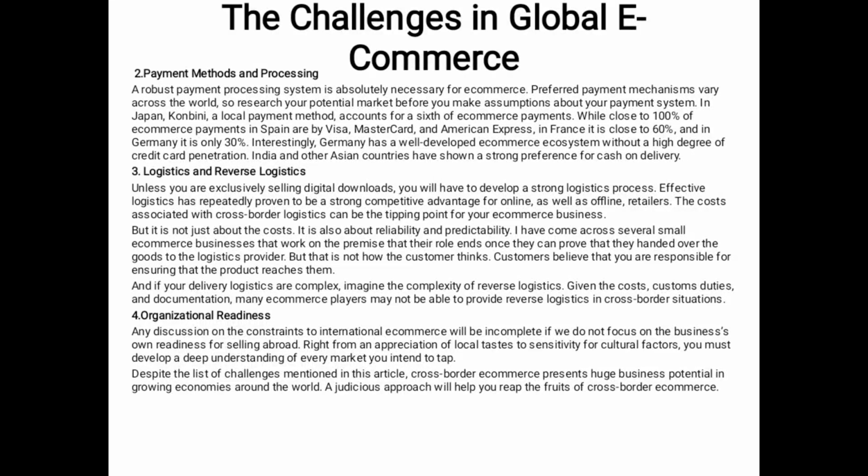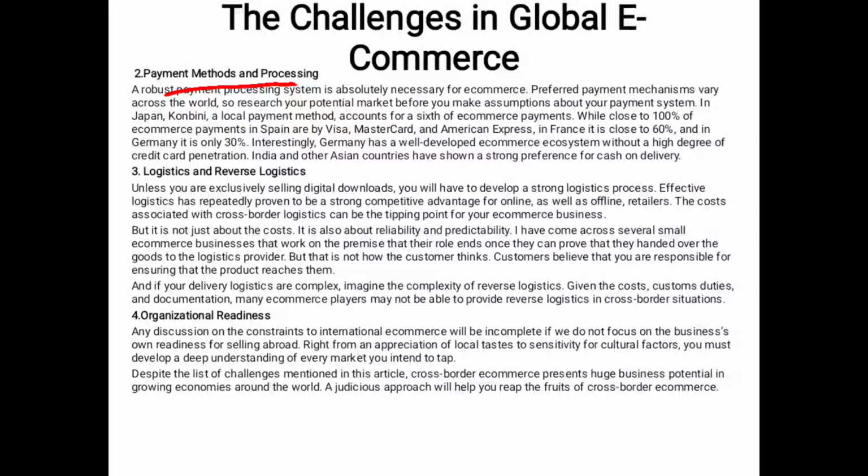You see, payment methods differ from country to country. In India, they pay cash on delivery. In some countries, credit cards, debit cards, and various other forms of payment exist.